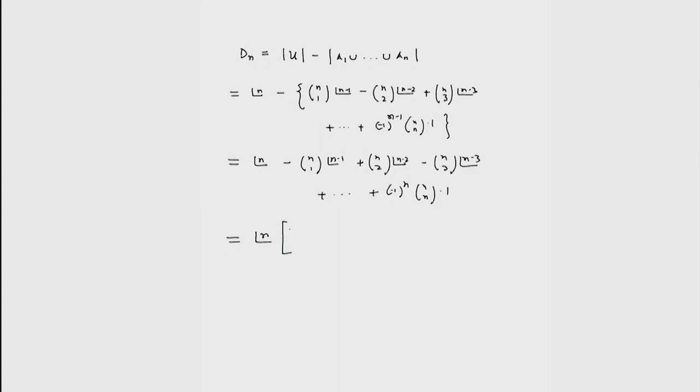factorial n into within brackets 1 minus 1 by factorial 1 plus 1 by factorial 2 minus 1 by factorial 3 and so on, and at the end we will have minus 1 to the power n over factorial n. This is the final result for the number of derangements that we have on n positive integers from 1 to n.